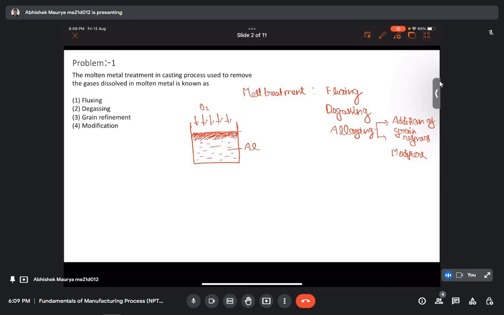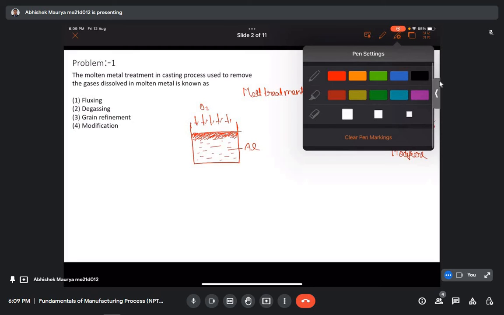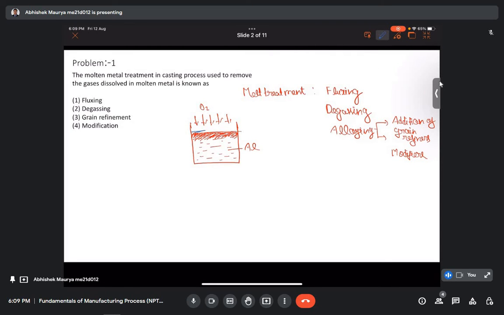For that, we add some chemical reagents, mainly chloride and fluoride salts. They form a protective layer on top of the molten metal and prevent atmospheric oxygen from reacting with it. Because of that, the loss of molten metal in the form of metal oxide is reduced, and we have more metal in molten form. So our loss of metal gets reduced. That is the purpose of fluxing.